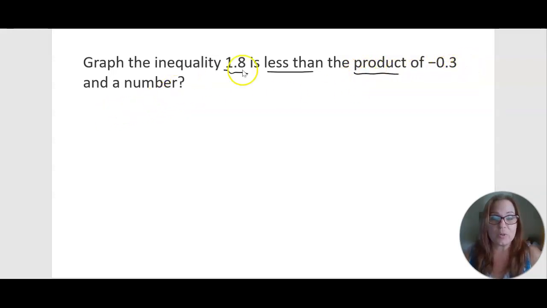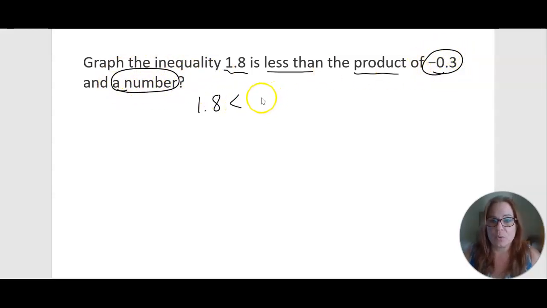All right, I'm just going to go in order. 1.8 is less than, so far so good, the product, so that means I'm multiplying. Okay, let's see what I'm multiplying. I'm multiplying negative 0.3 and a number. So negative 0.3 times a number. I could use n. Well, let's use x. Right? So there's my inequality.